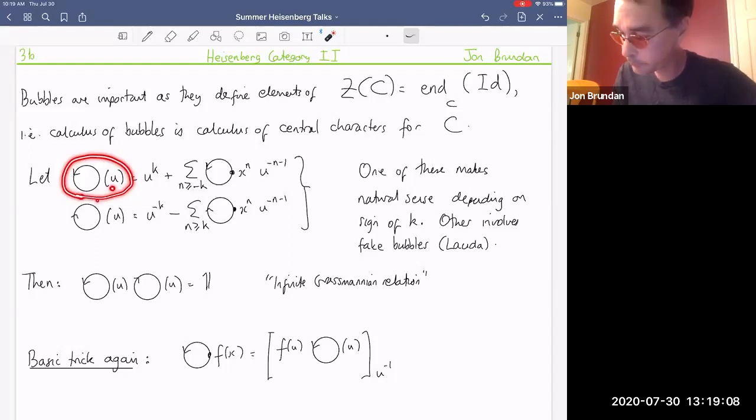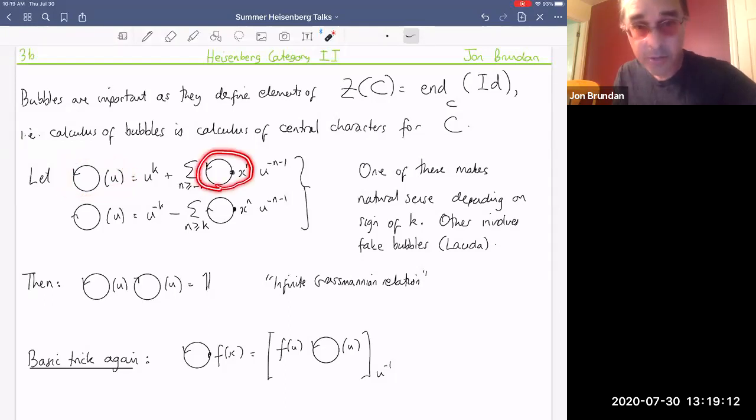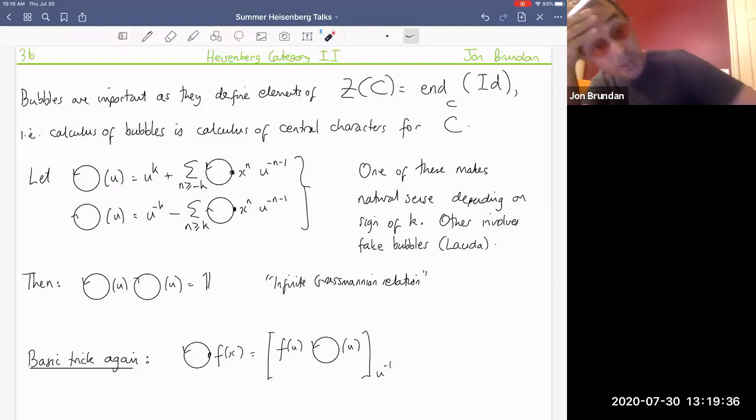And this means put all the counterclockwise bubbles with any number of dots. So that dot is labeled x to the n in there, and that's just sticking it in a generating function. So the bubble with n dots, that's the coefficient of u to the minus n minus 1. And similarly, there's this clockwise bubble generating function, where it's the clockwise bubble with n dots that's the coefficient of u to the minus n minus 1.